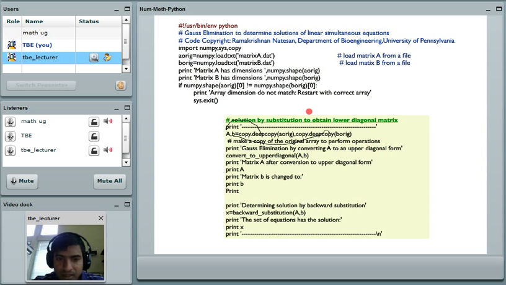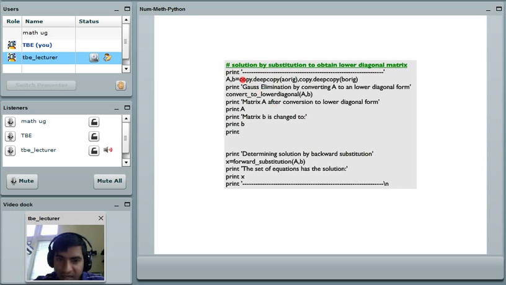Okay, so this is just a piece of the code. Since I cannot paste the whole code in the presentation, I'm pasting it piece by piece. Following this, I have another piece which says solution by substitution to obtain lower diagonal matrix. So now I'm going to have a lower diagonal matrix. I do the same trick.